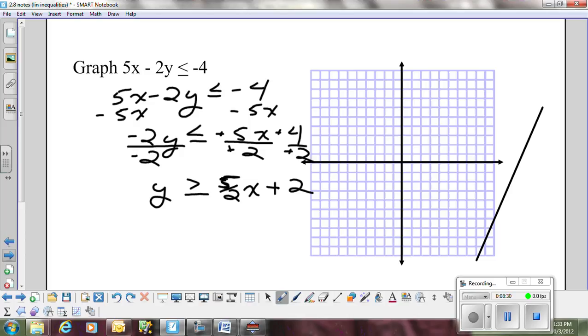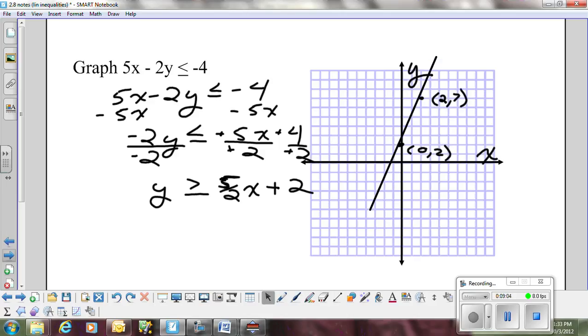Okay, so now, what's my y-intercept? 2. Okay, so we have the point (0, 2). You need to be graphing these with me. What's my slope? 5 halves. Up 5 and over 2. Then a line between my two points.